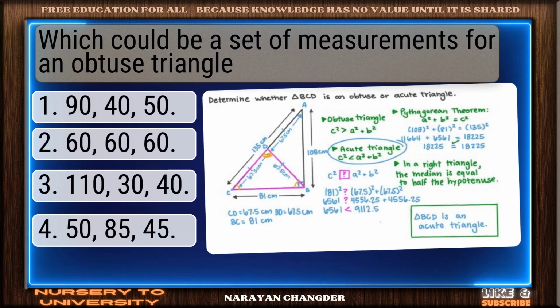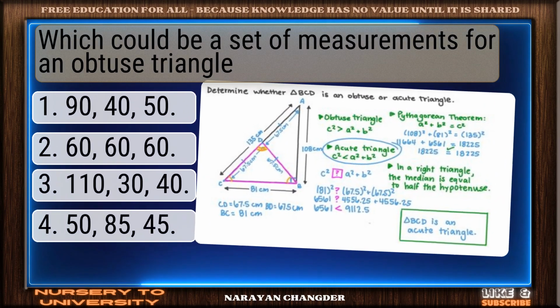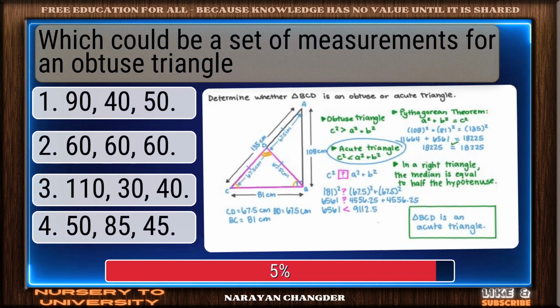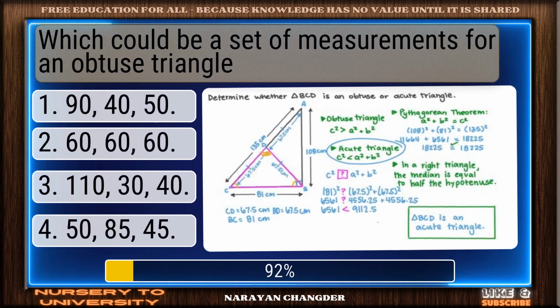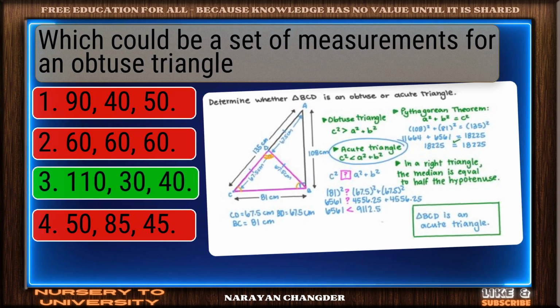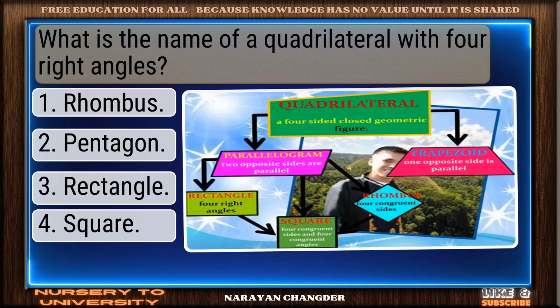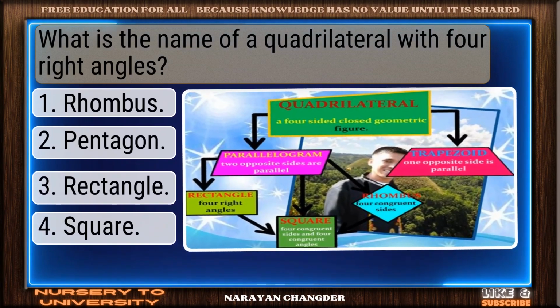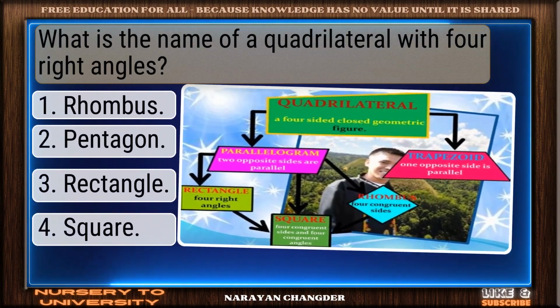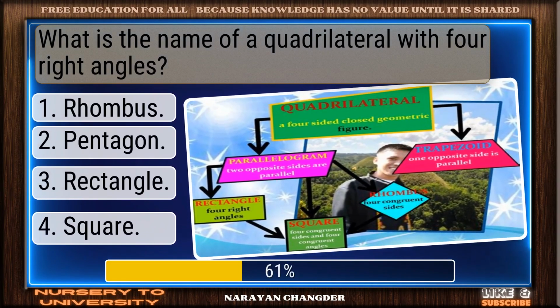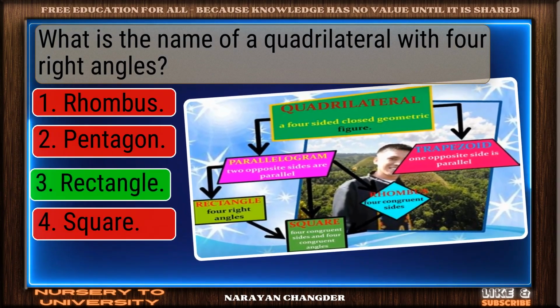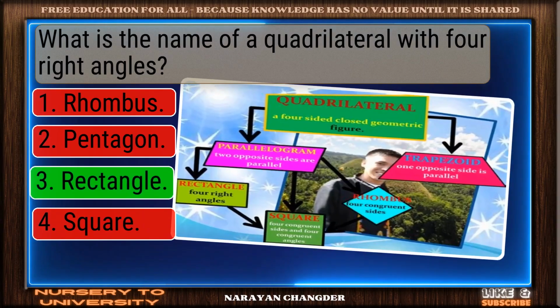Question number 57. Which could be a set of measurements for an obtuse triangle? Well reasoned. 1, 10, 30, 40 is the correct choice. Question number 58. What is the name of a quadrilateral with 4 right angles? Smart move. Rectangle is an accurate answer.